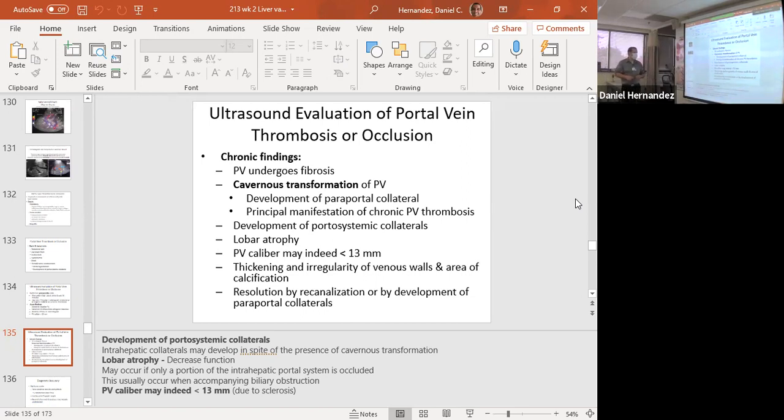You'll also see lobar atrophy, so the lobes will begin to shrink and atrophy. Portal vein caliber may indeed be less than 13 millimeters at this point. You'll see thickening and irregularity of the vessel walls and areas of calcification. It becomes very echogenic, very tortuous and irregular. Instead of a nice smooth portal vein coming into the liver, it starts kinking, gets tortuous, and the walls become thickened and very bright. There's resolution by recanalization or by development of periportal collaterals.